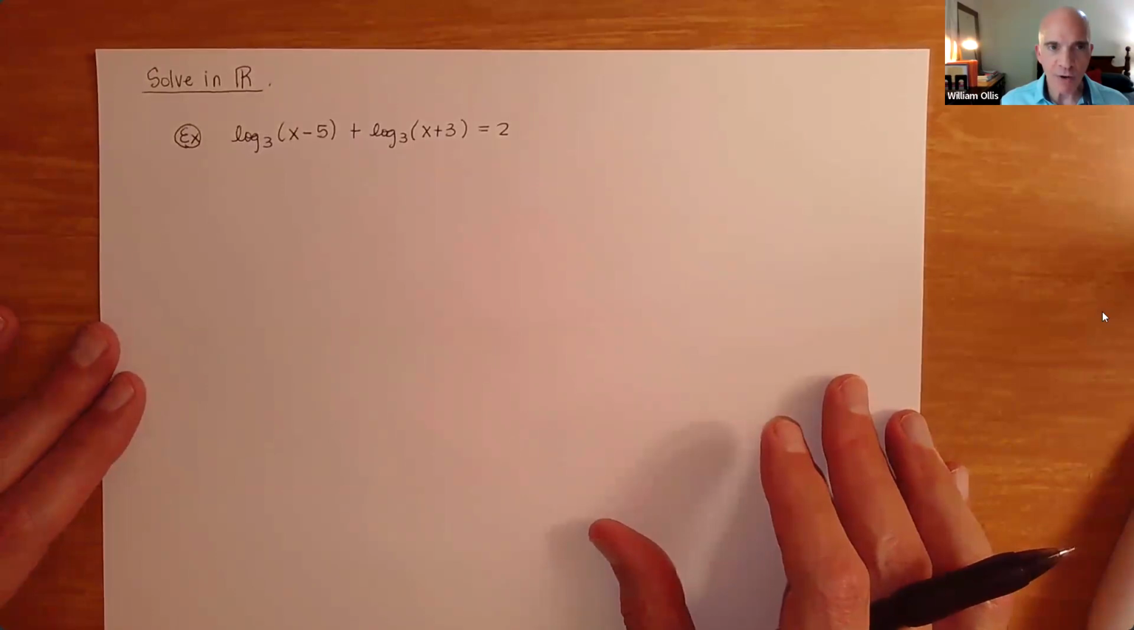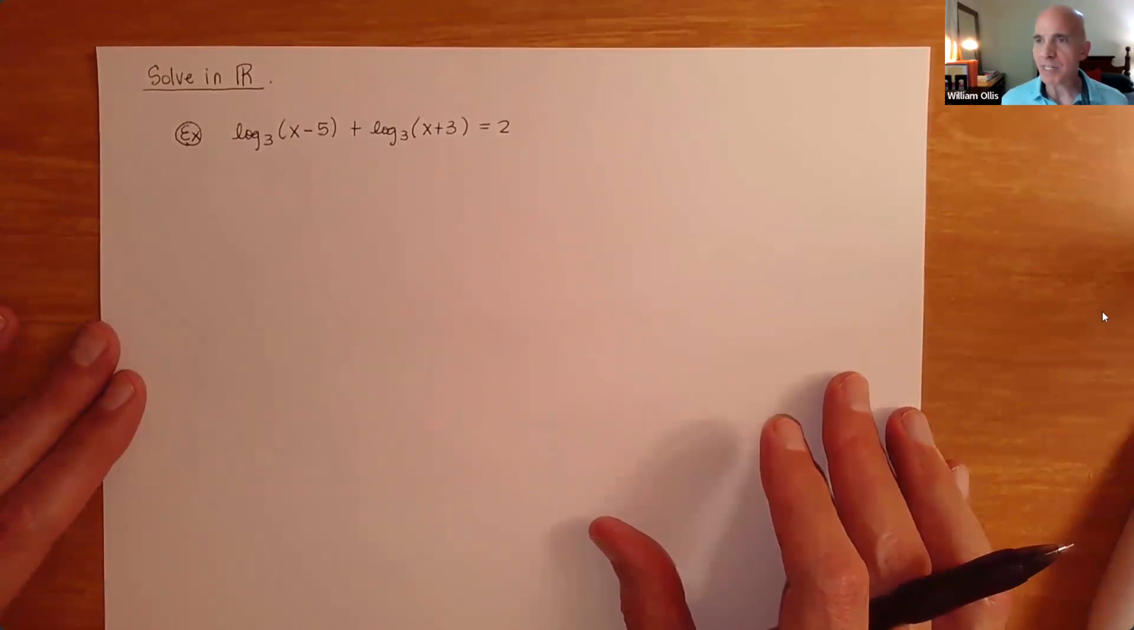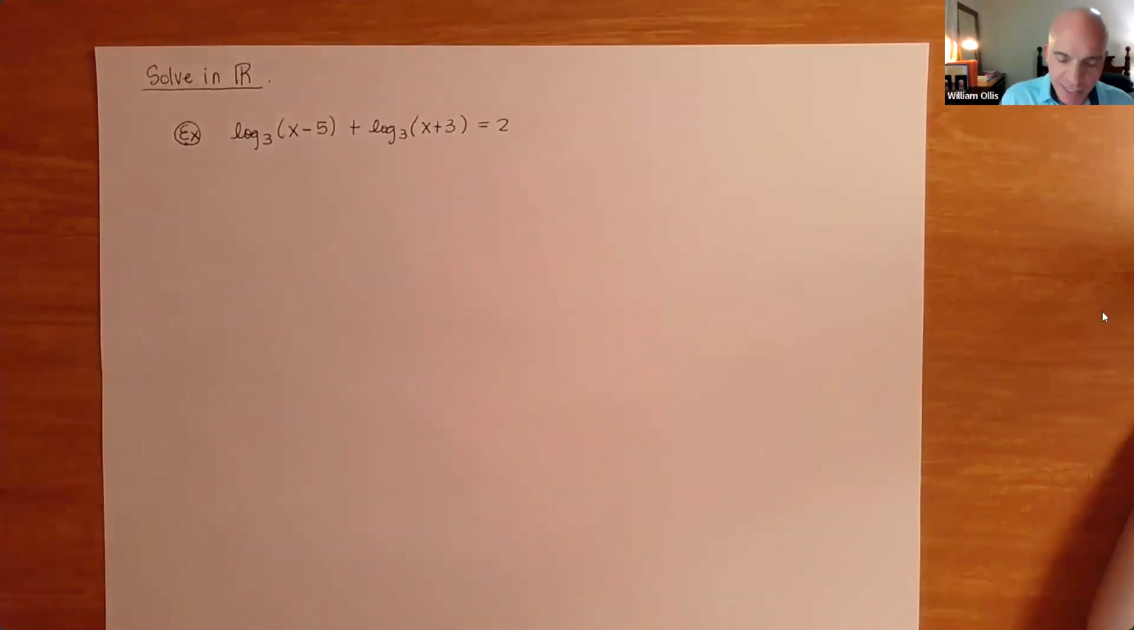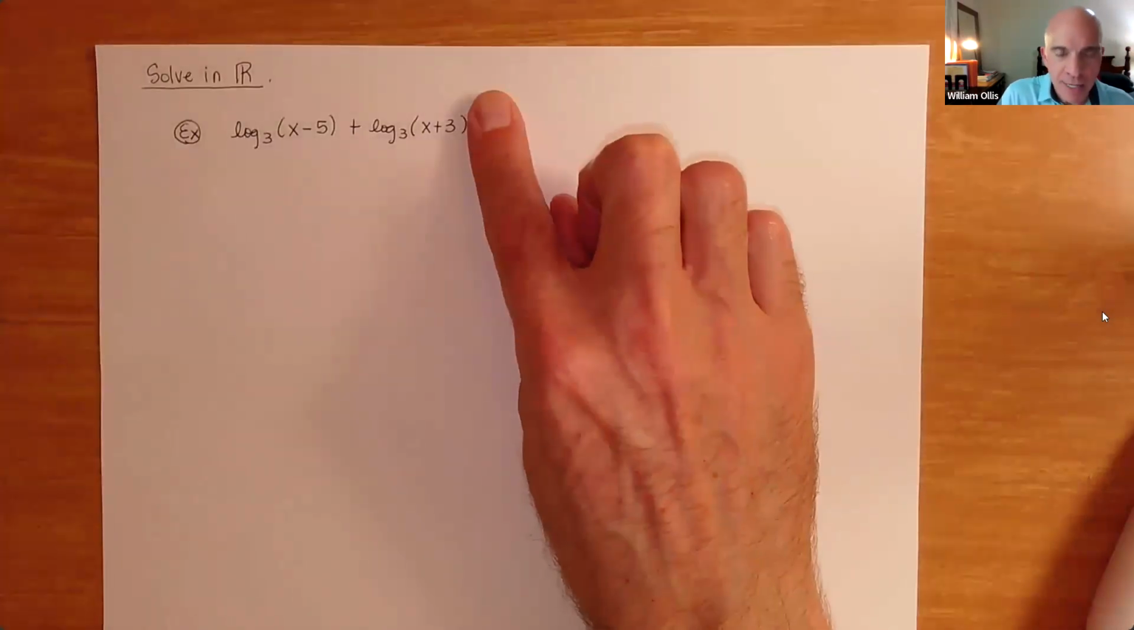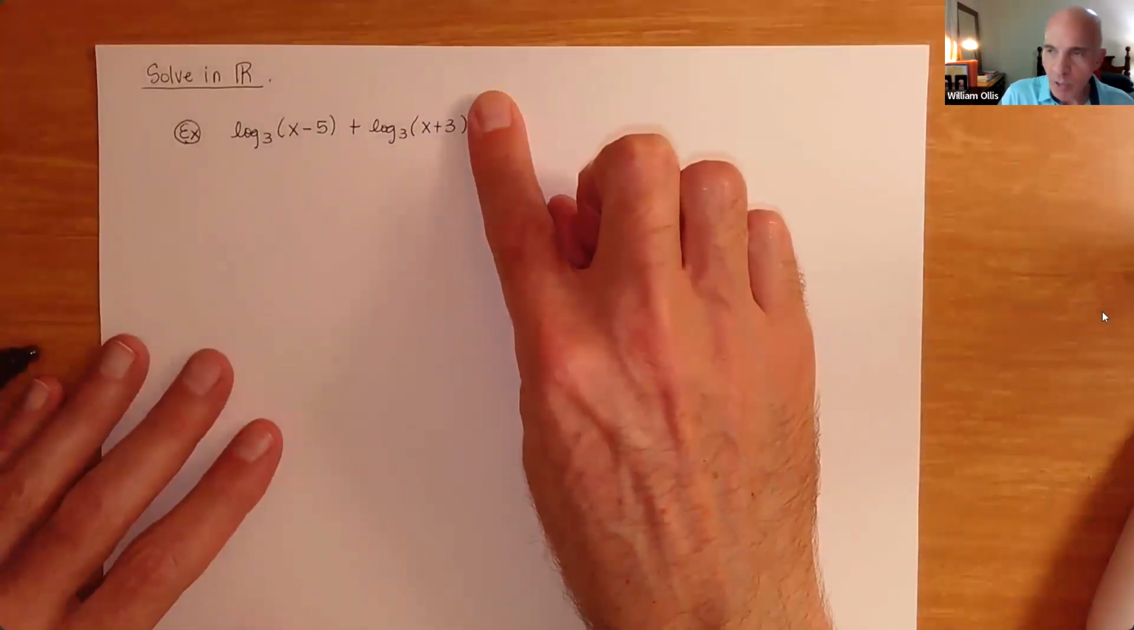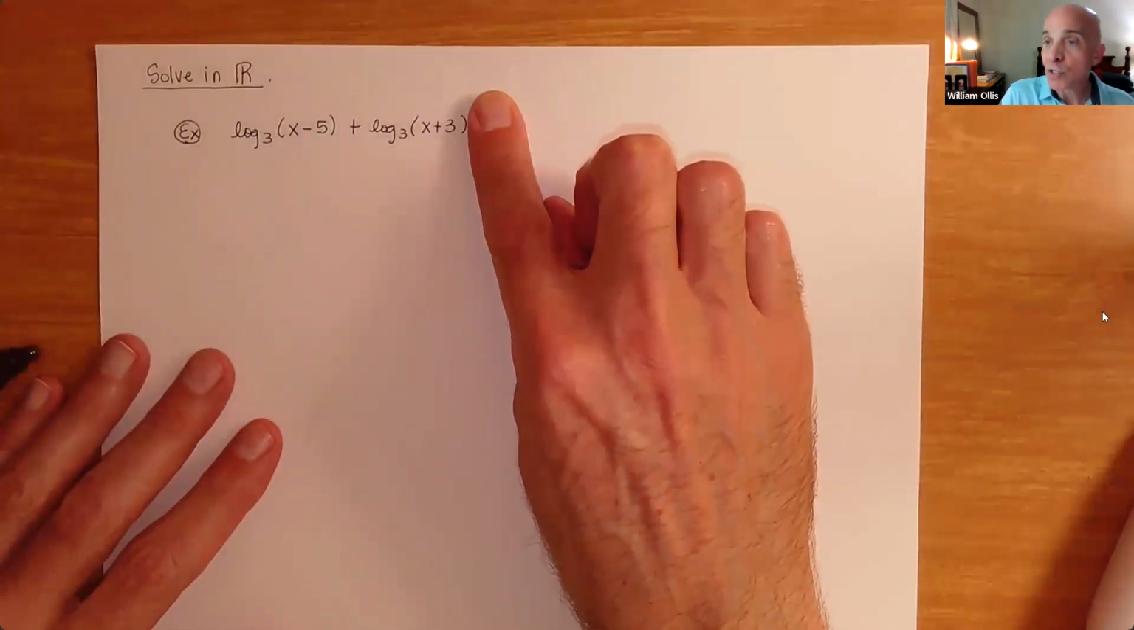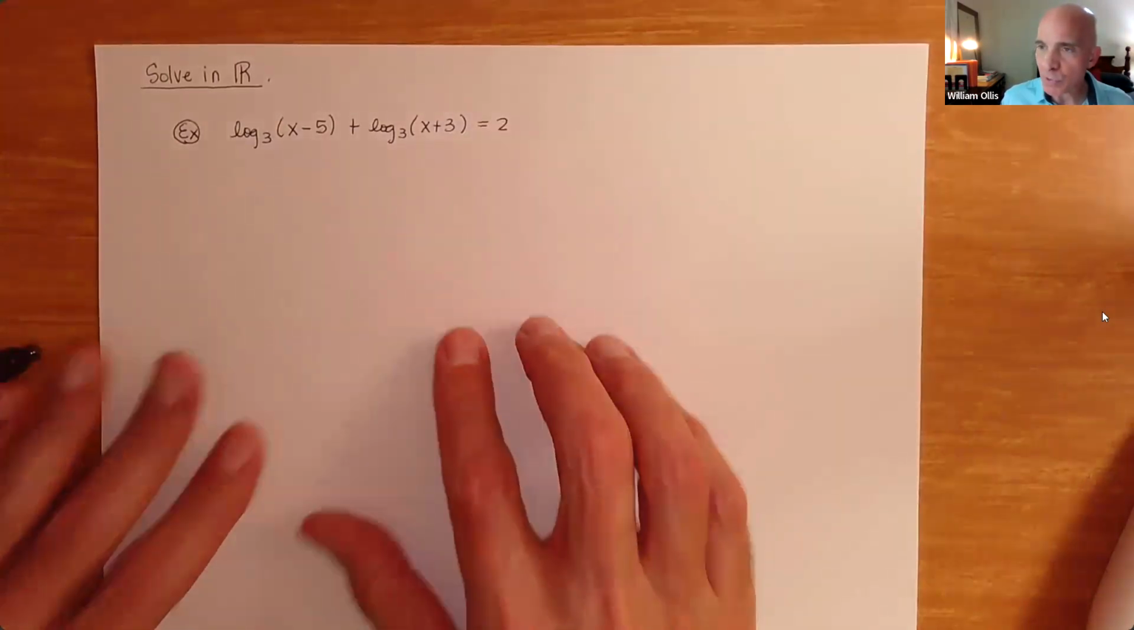So let's go ahead and allow me to share my screen. The very first example should remind you of several of the examples that we did in the last lecture. That is, if I just cover this up, this would just be a problem where we would say, write the two logarithms as one logarithm. And that would be very simple to do.